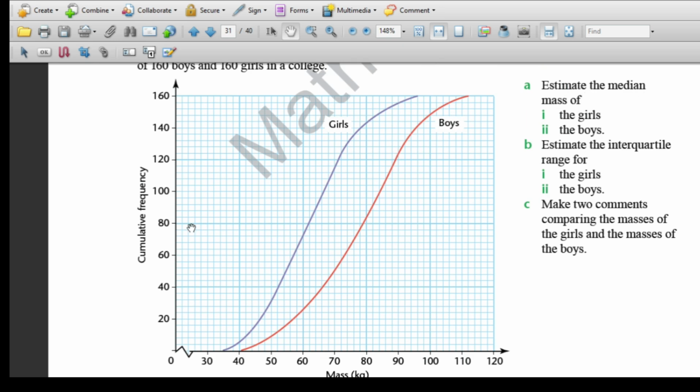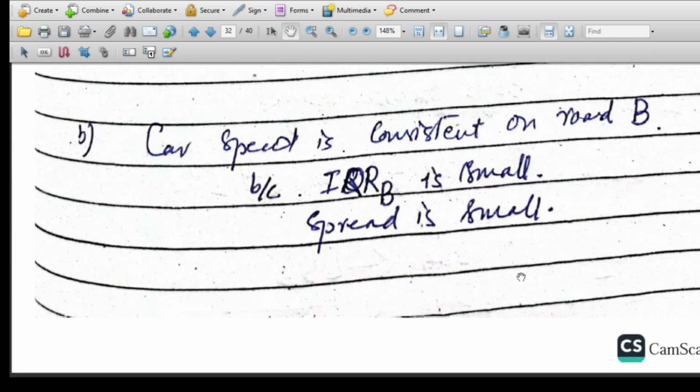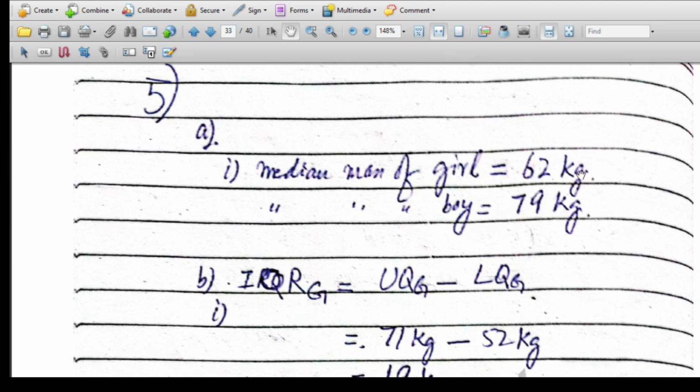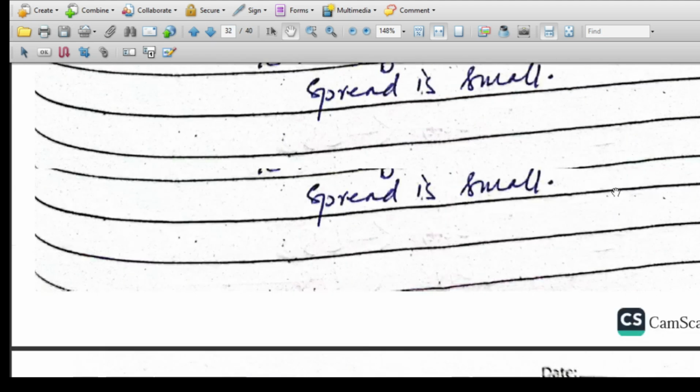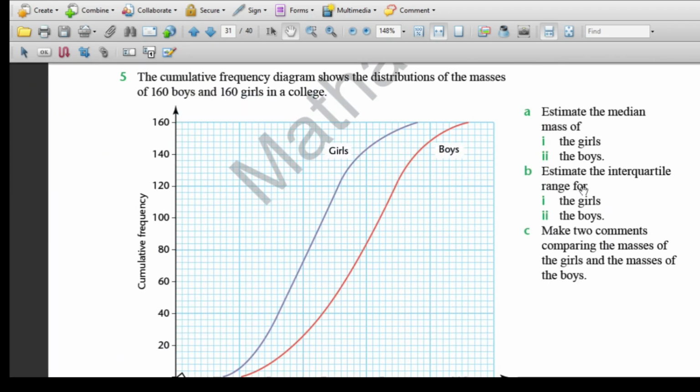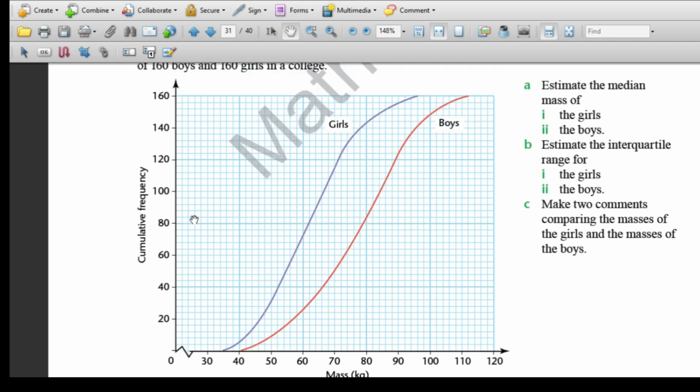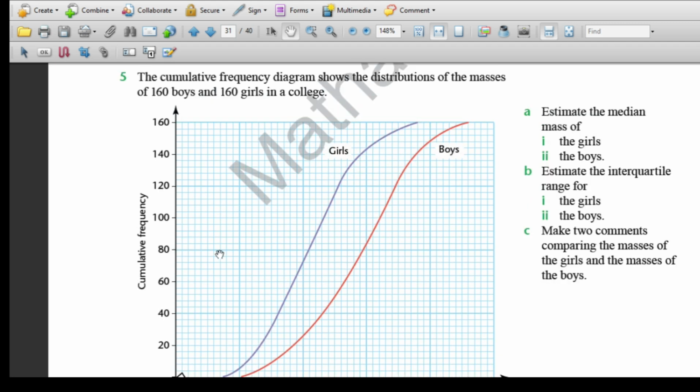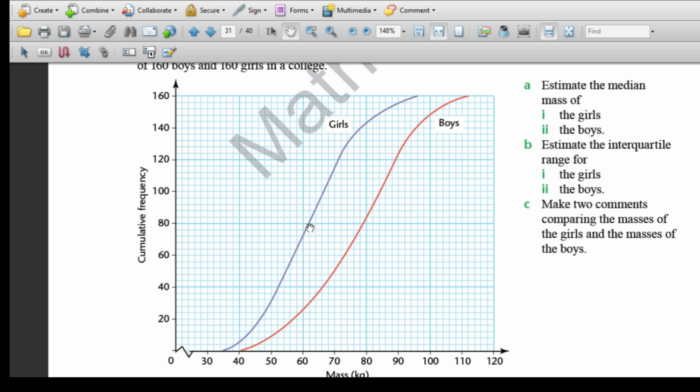The median, so for 160 the median is at 80, and at 80 we can read it. So from the graph we can read it. Here the median of the girls is 62 kg and the median of the boys is 79 kg. It can easily be read from this graph. At 80 on the frequency axis, this is the girls' median value, 62, and here we have 79 for the boys.